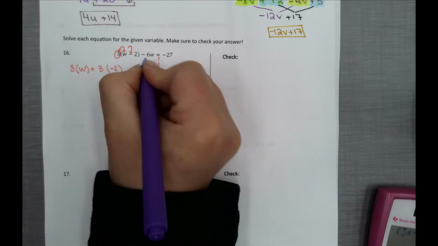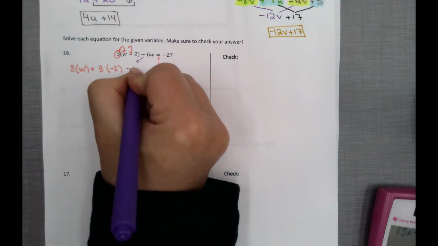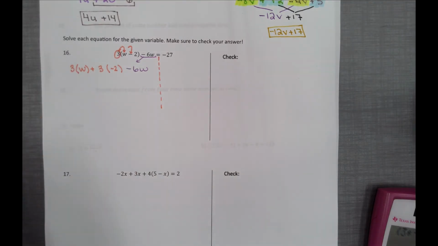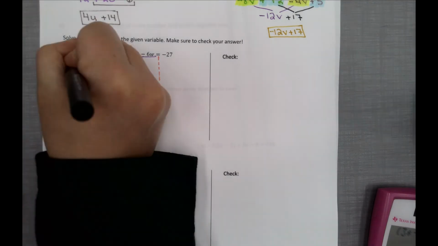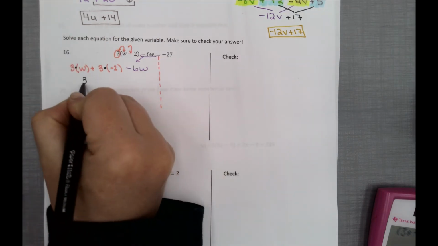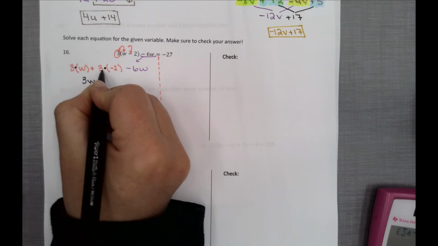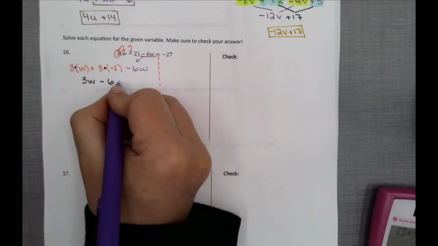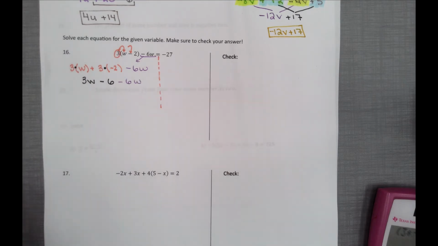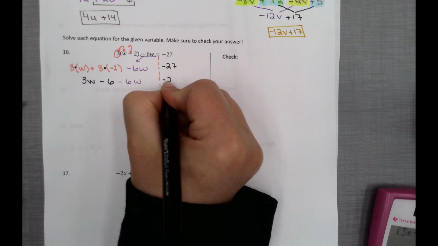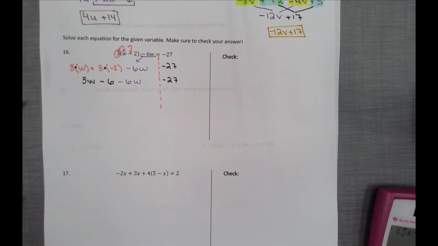Notice you do have this negative 6w. Don't forget about that. If it helps you, yes, place that multiplication symbol here and here. That way you know that you actually have 3 times w. 3 times negative 2 is a negative 6. And then you still have this purple negative 6w. Now don't forget your right side. You still have that negative 27 on that side that we're just going to copy with every step.